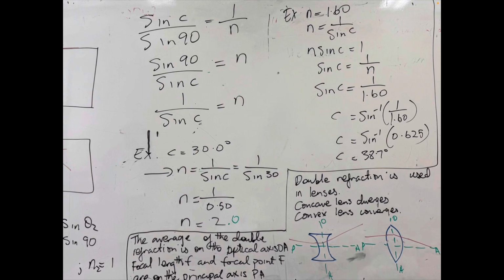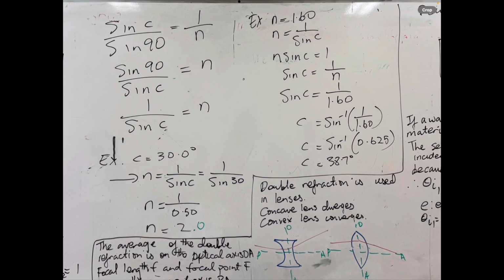If we were to use the TIR equation, and we were to have a critical angle of 30 degrees, and we substitute it into the equation, we will get N is equal to 1 over sine C, equal to 1 over sine 30. Sine 30 is 0.5, 1 over 0.5 will give me 2.0. So N is equal to 2.0.